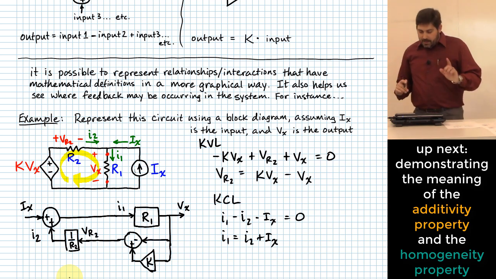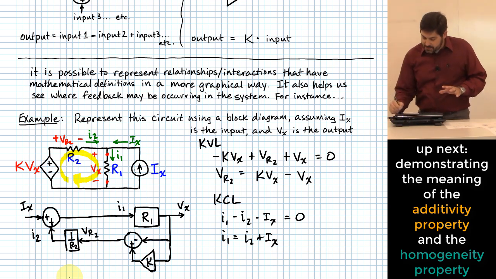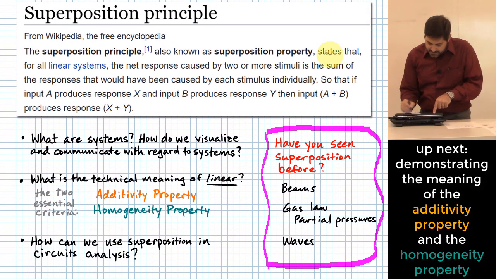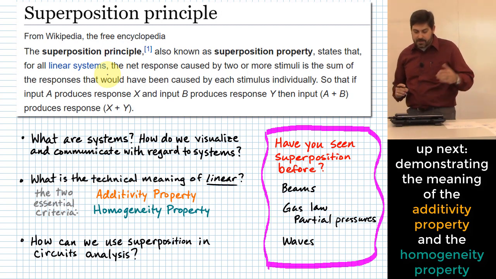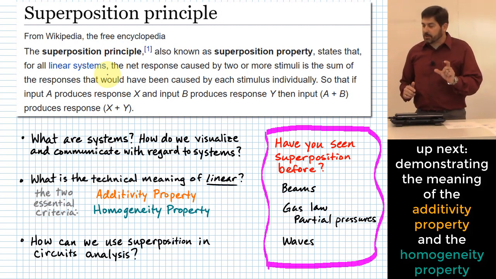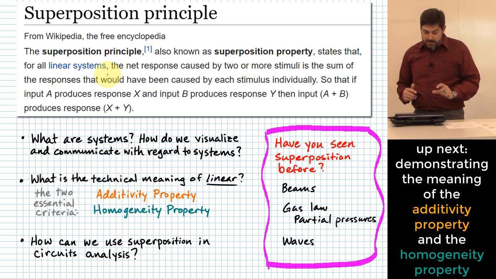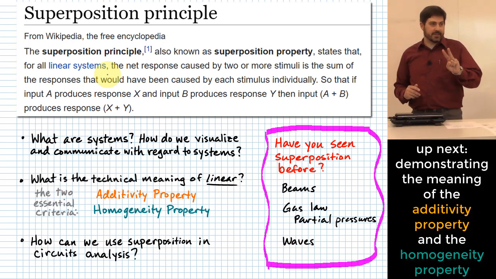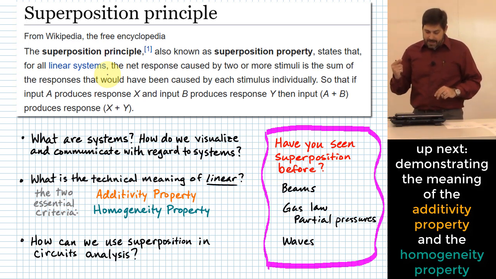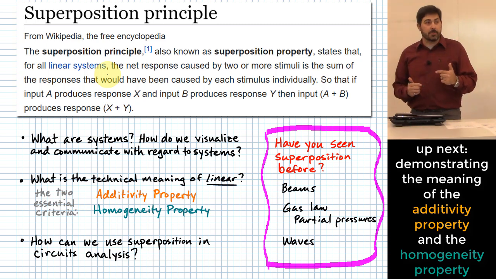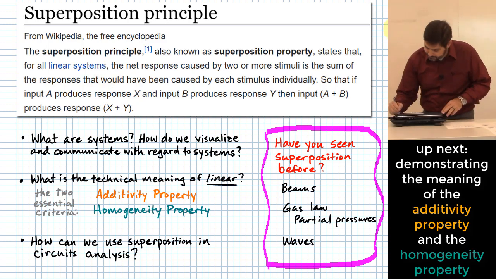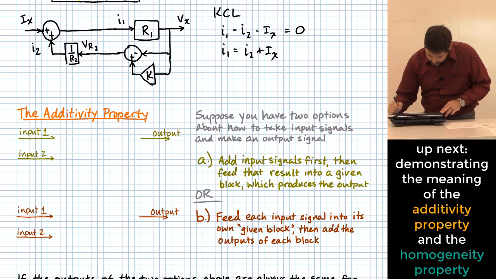All right. One of the things that it says way back in our very beginning where we said the superposition principle says that for all linear systems, the net response caused by blah, blah, blah, right? It takes a little bit of effort for us to define what we mean by linear systems. And basically, they are systems that satisfy two criteria that each have names. One of them is called the additivity property, and the other one is called the homogeneity property. And so what I'm going to do now is go through those two properties and describe what they mean.